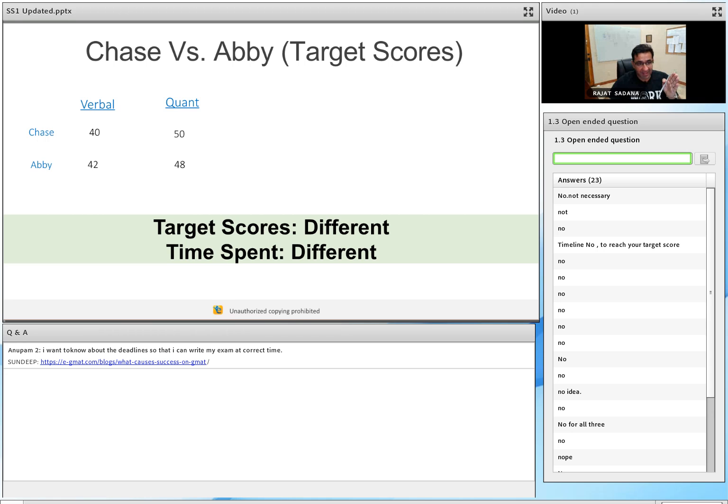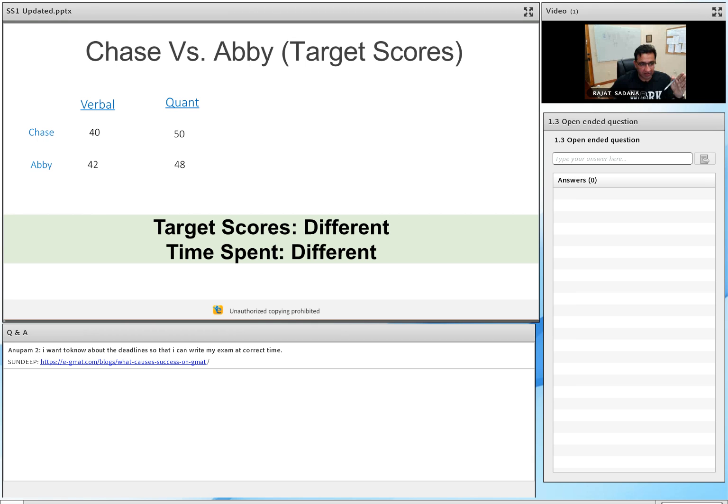Now, here's the key thing. You may say, hey, V40, V42 seem very similar, Q50, Q48 seem very similar, but they are not similar. But that's not the key thing. And this is something which is really important. A lot of people fail to account for this. The key thing is how much time are they spending on the respective sections. Chase is spending 9 weeks on verbal and 1.5 weeks on quant. Abby is spending 6 weeks on verbal and 3 weeks on quant.